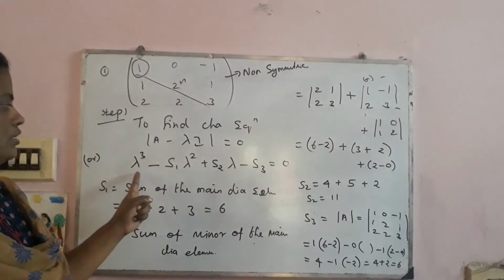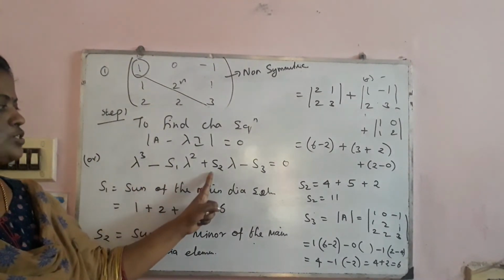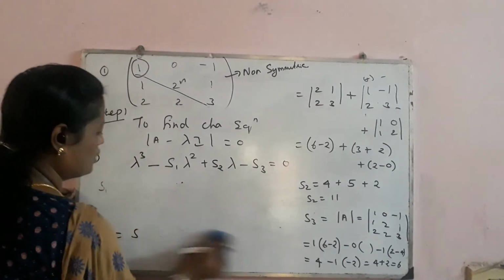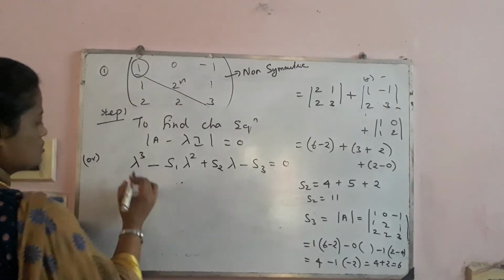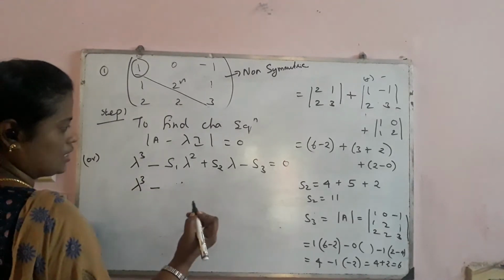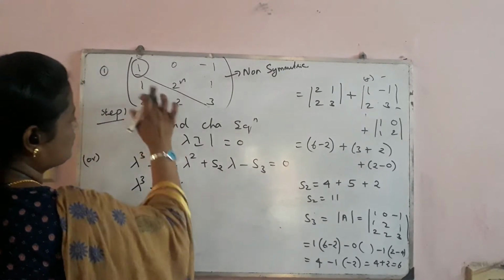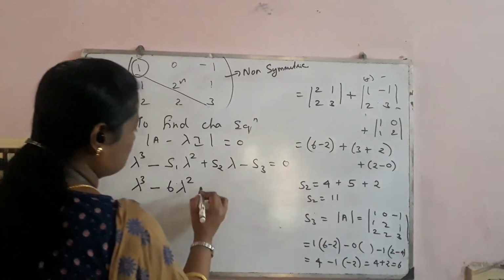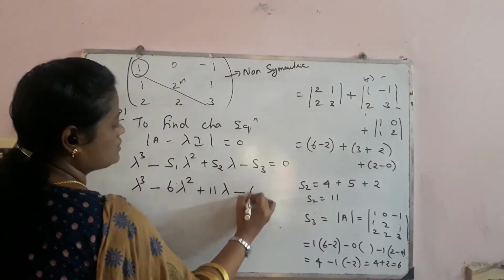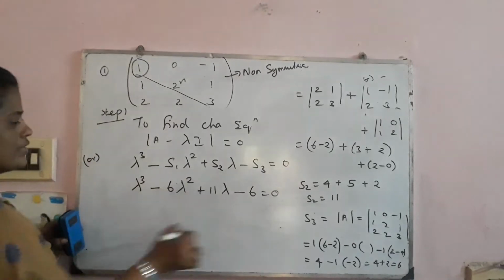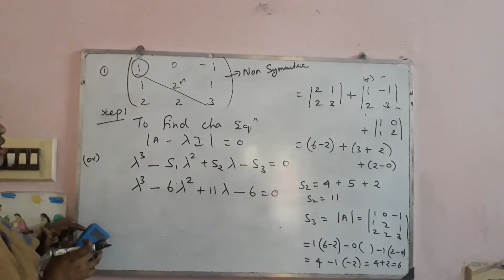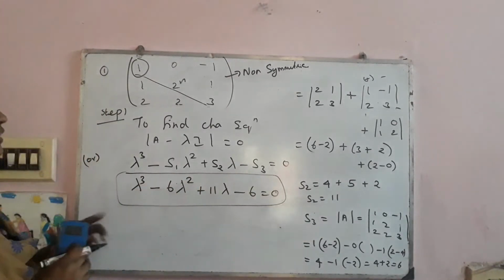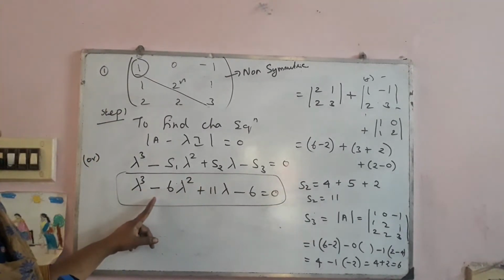Now, the characteristic equation. Substitute all the values here: lambda cube minus S1 lambda square plus S2 lambda minus S3 is equal to 0. Substitute all the values here and you will get your characteristic equation. So lambda cube minus S1, which is 6, lambda square, plus S2, which we have found, 11 lambda, minus 6 is equal to 0. So this is our characteristic equation. To solve the characteristic equation, we will get characteristic roots.